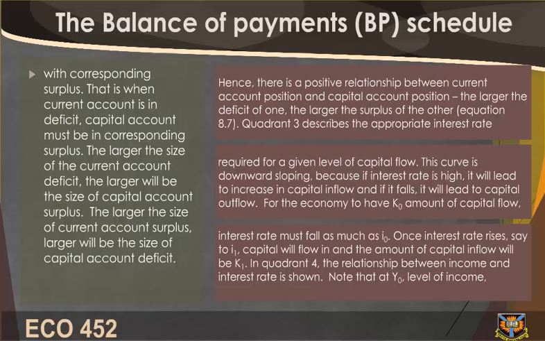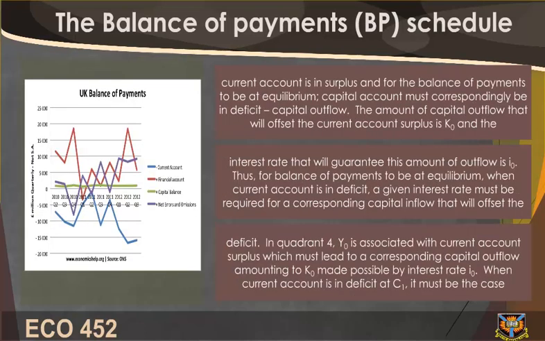In equation 4, the relationship between income and interest rate is shown. Note that at Y0 level of income, current account is in surplus, and for the balance of payment to be at equilibrium, capital account must correspondingly be in deficit, capital outflow. The amount of capital outflow that will offset the current account surplus is K0, and the interest rate that will guarantee this amount of outflow is I0.